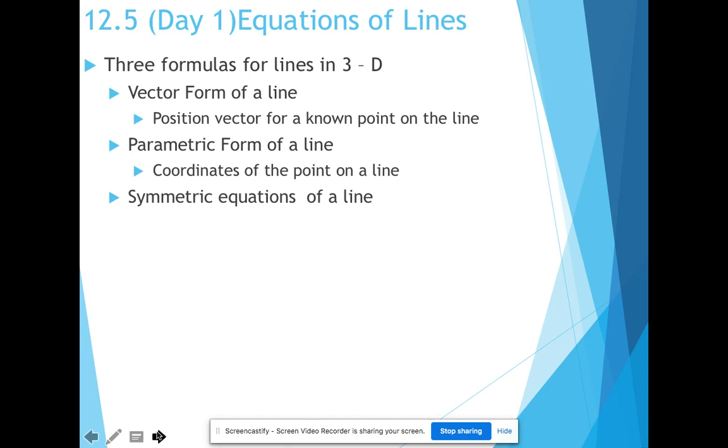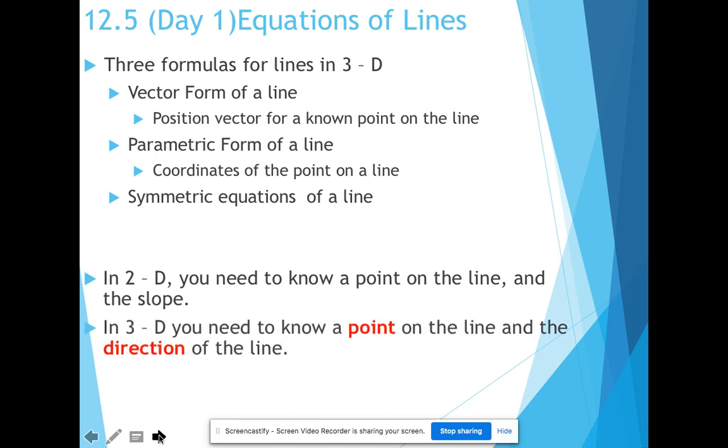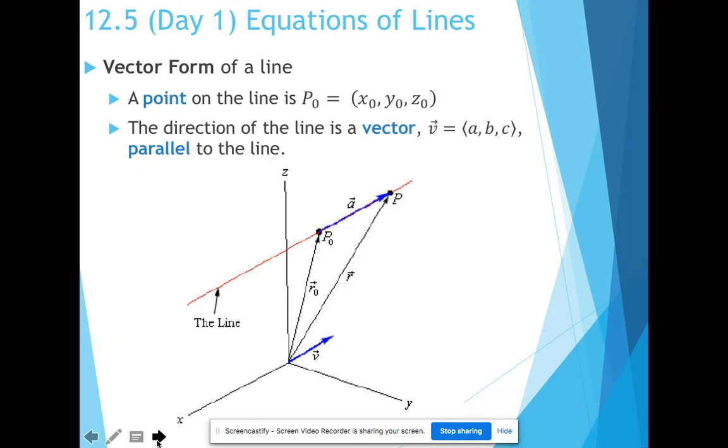But think of y equals mx plus b. You see the slope and the y-intercept in it, right? In point slope, you see a point and the slope in it. So kind of sort of think of that with vector and parametric form in 3D. In 2D, you need a point and a slope. In 3D, you need a point and a direction to get any of these forms. We're going to start with the vector form of a line.